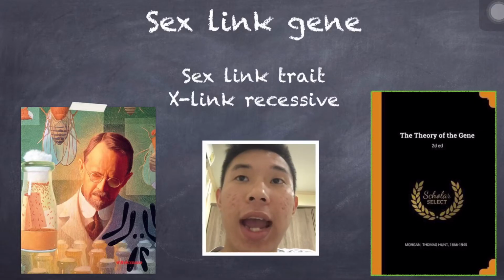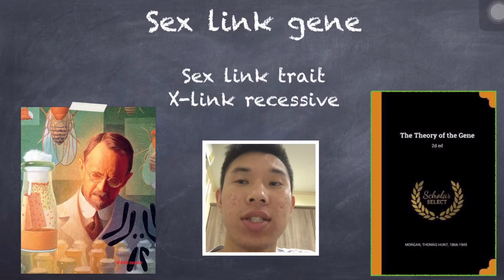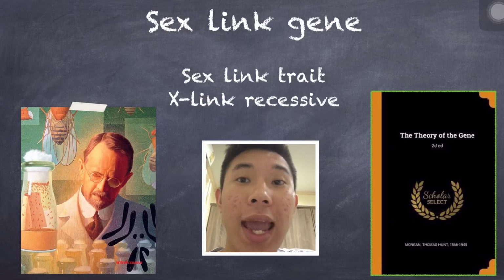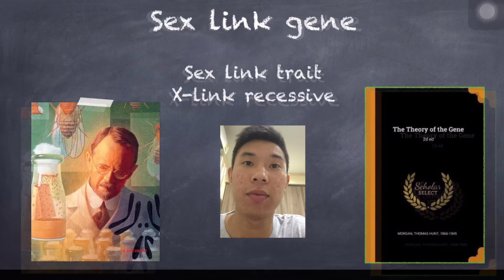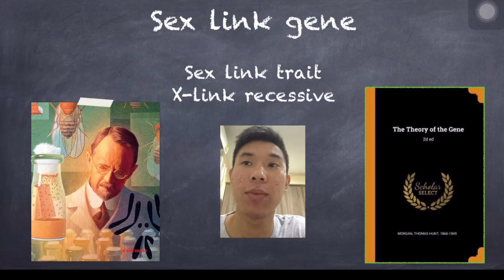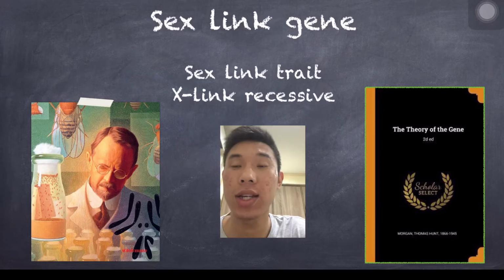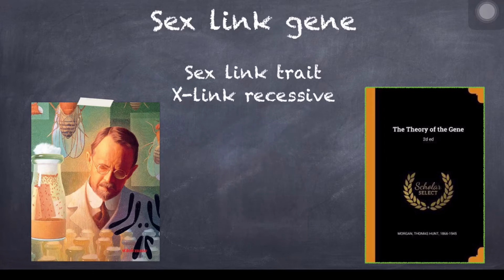So after you understand the basic concept of the gene, now I can get you to the topic of our group, which is the sex-linked gene, or in another word, sex-linked trait, or we can call it X-linked recessive. And these two pictures are relevant to our topic. The picture on the left is Thomas Hunt Morgan, and the picture on the right is the book that he published. I will get you into more detail.